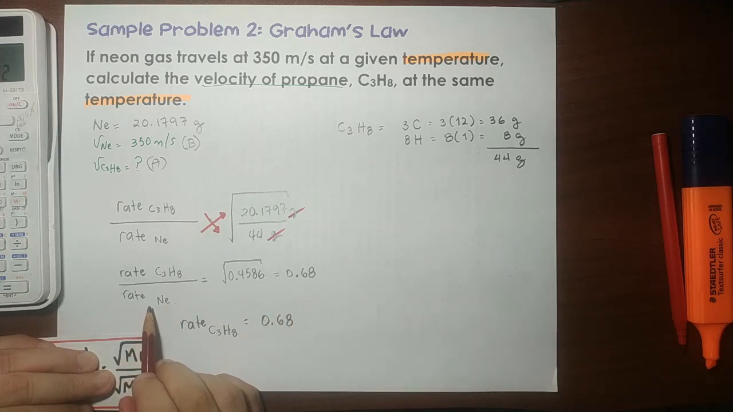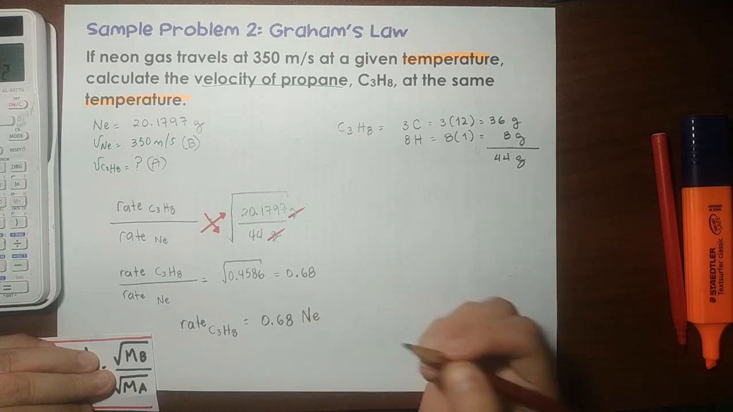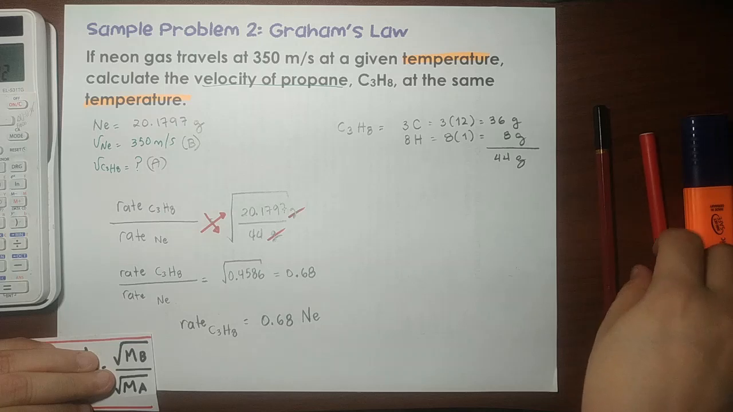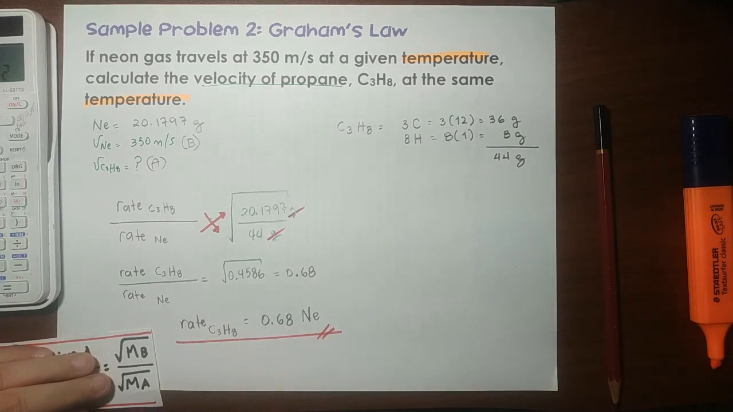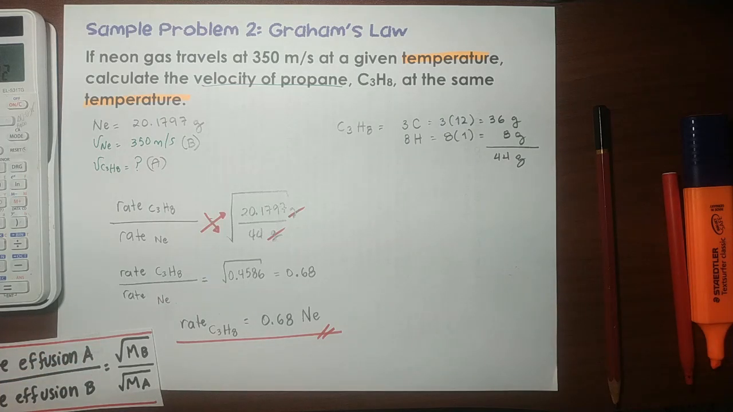Now, neon was divided, so it comes to this side to multiply. Now, this is my rate. But I don't want to know about my rate. Okay, I need to know the velocity of propane.